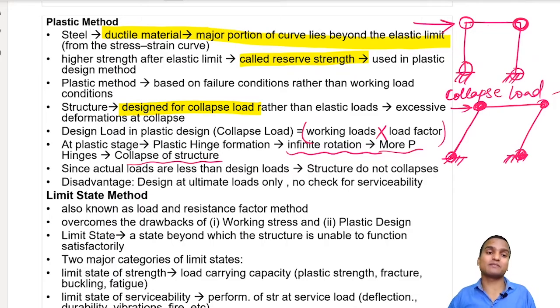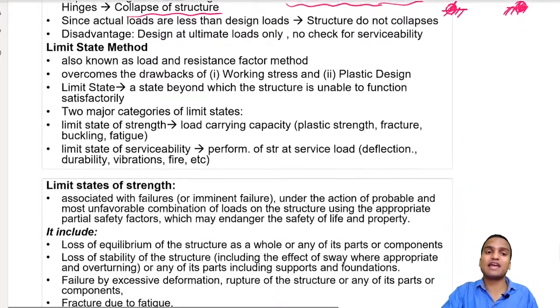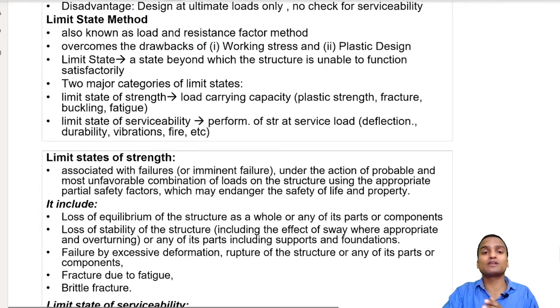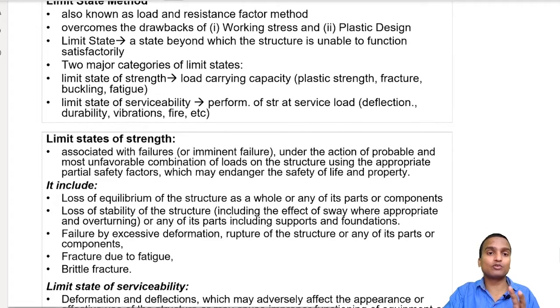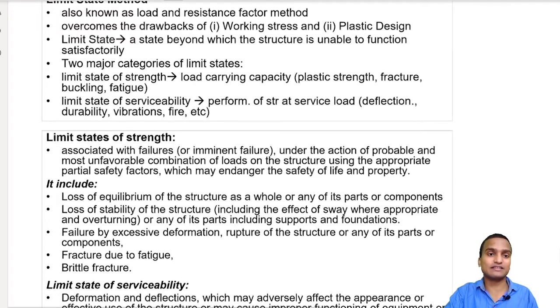So the limit state method comes now in the picture, and it checks for both strength as well as serviceability. So both the drawbacks are considered in this. And what is limit state? Limit state is an imaginary hypothetical state beyond which the structure is unable to function satisfactorily. So we design the structure in such a way that the structure never reaches that limit state. So there are two types of limit state: limit state of strength and limit state of serviceability.